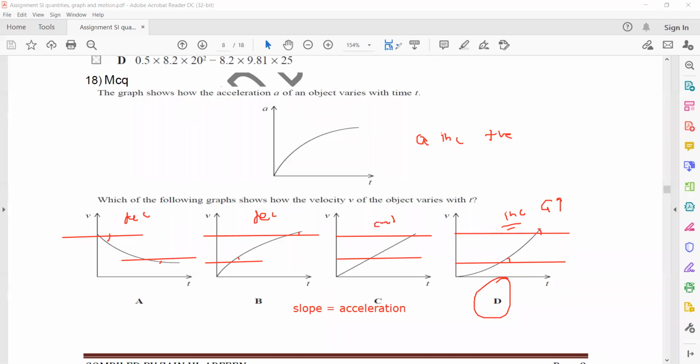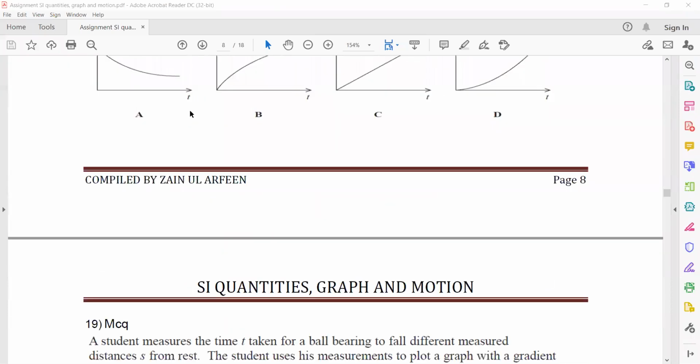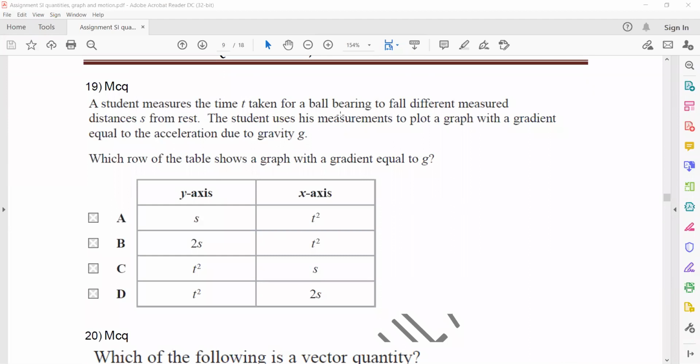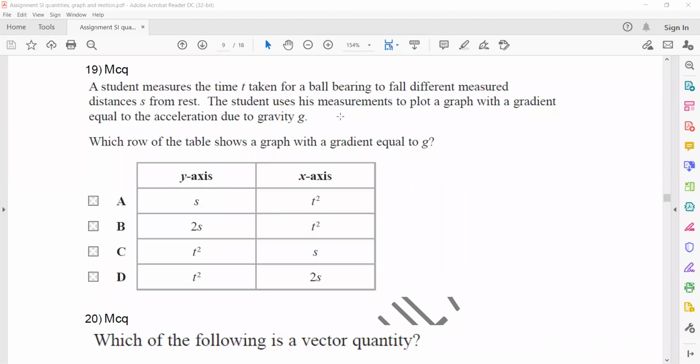For question 19, a student measures the time t for a ball bearing to fall different measured distances s from rest. The student uses these measurements to plot a graph with a gradient equal to the acceleration due to gravity. Which row of the table shows a graph with a gradient equal to gravity, or acceleration due to gravity? So how can we work this out? We have to compare the equation with a straight line.